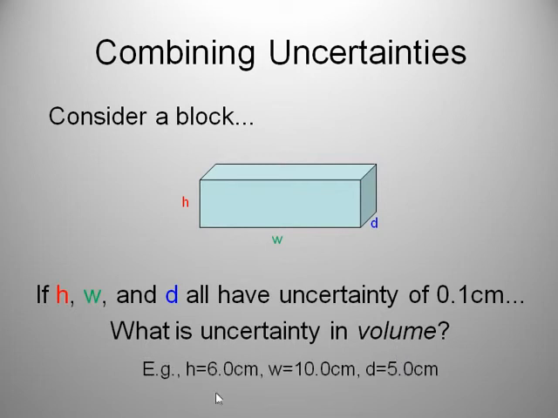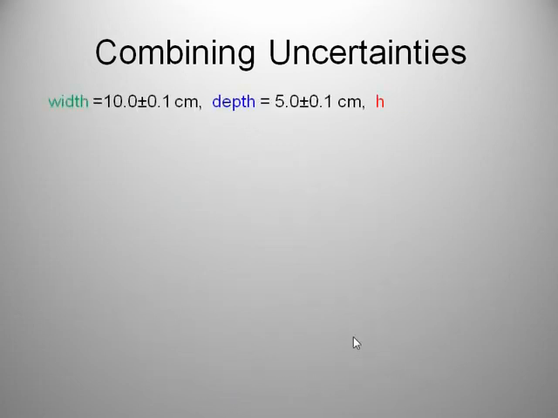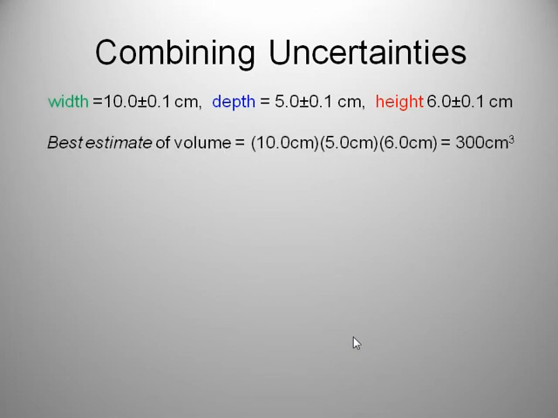So let's pick some numbers. That's probably the best way to illustrate it. So we have a height of 6 centimeters, width 10, and depth 5. Let's take this on the next page here, recopy that. So we can have a best estimate of the volume as the product of 10, 5, and 6. So multiply those together to get 300 cubic centimeters. That's our best estimate of the volume.